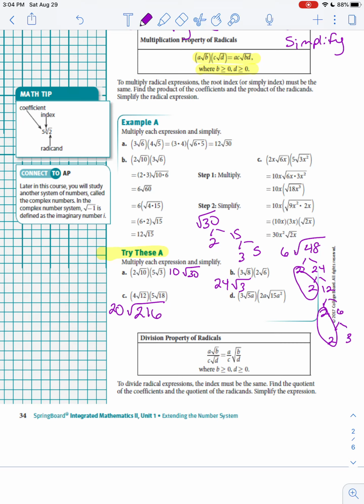216. I might check to see if that's a perfect square first. So I might try it out. Is 216 a perfect square? No, it's not. But I am pretty sure I can break it down. So I'm going to go over to the side here and do some prime factorization.